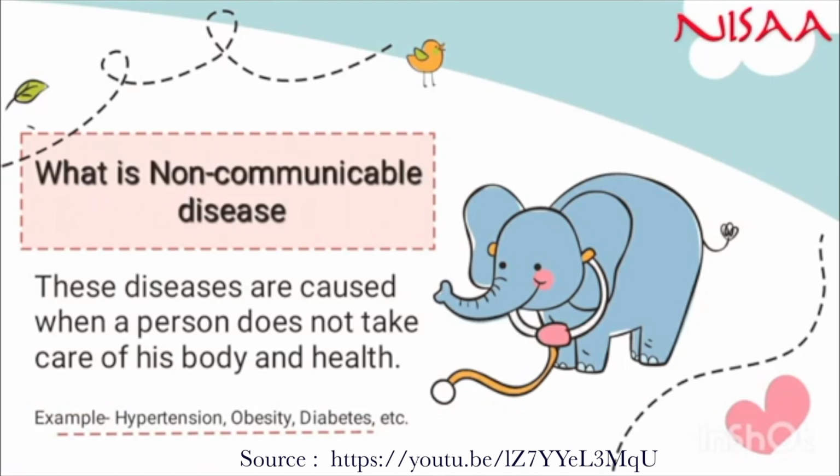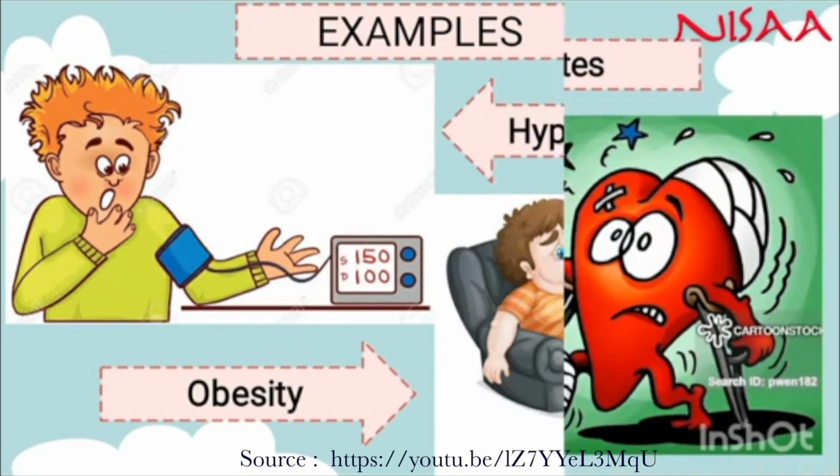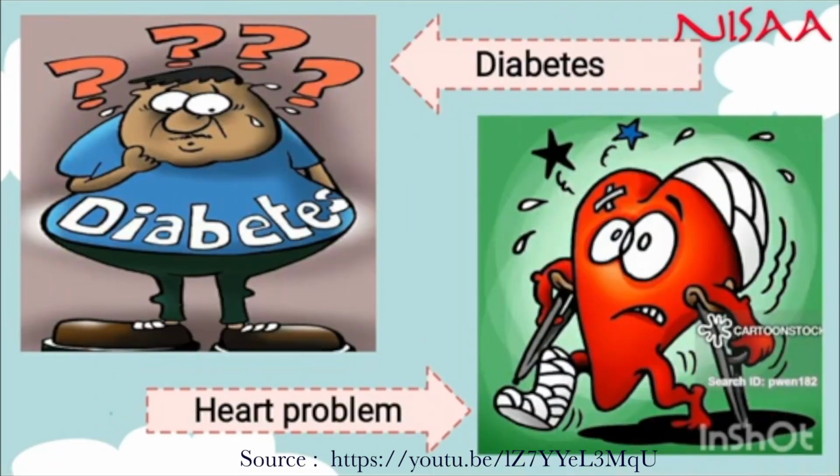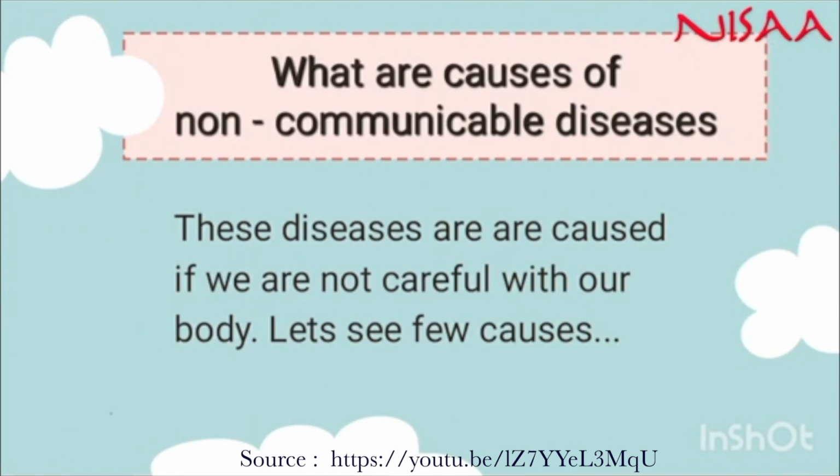The second type of diseases are non-communicable diseases. They are caused when a person does not take care of his body and health. These diseases do not spread from one person to another. The examples of non-communicable diseases are hypertension, obesity, heart problems, diabetes. Let's understand the causes of non-communicable diseases.